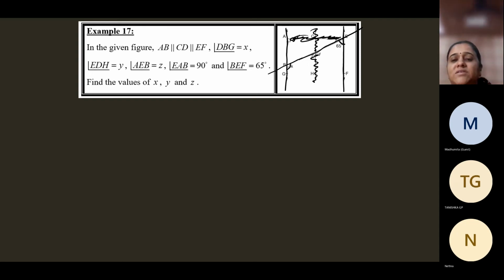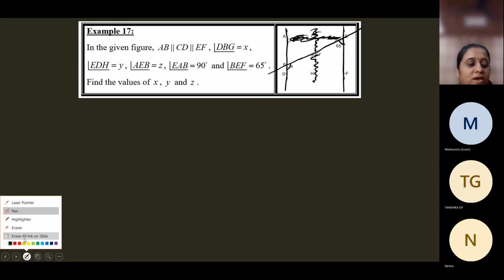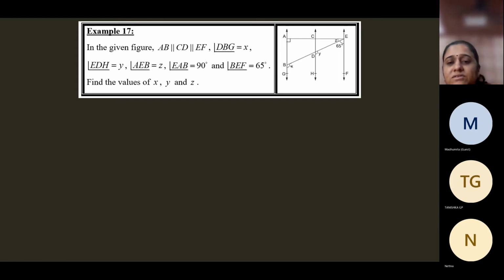Don't look at the unnecessary lines in the middle. If they're disturbing your focus, draw this figure alone separately. Make a rough sketch in the rough column, then you can get it. So X is equal to 115. This is 115, correct. What's the value of Y?